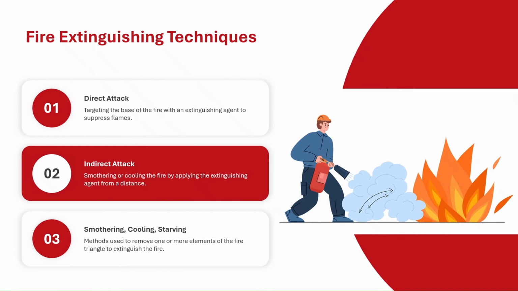There are different fire extinguishing techniques. The most common is the direct attack, where you aim the extinguisher directly at the base of the flames. Sometimes you might use an indirect attack, applying the extinguishing agent from a distance, or focus on smothering, cooling, or starving the fire by removing one of the elements of the fire triangle.